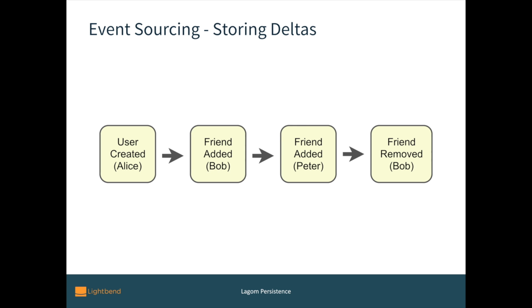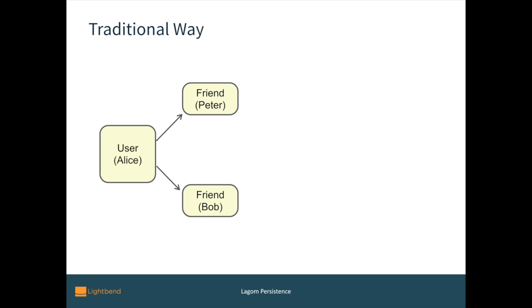For example, user Alice is created. She adds Bob as a friend, then adds Peter as a friend, and then removes Bob. All these changes are represented and stored as individual events. In contrast, with the traditional approach, for example using JPA, you would only store the current state. So if Alice removes Bob, there is no information that she ever was friend with Bob. The information is replaced and the full history of how we reached the current state is lost.